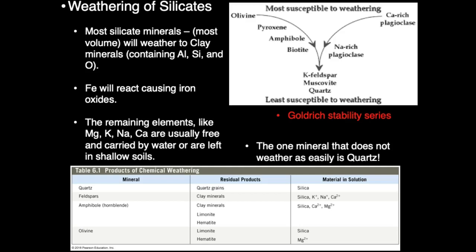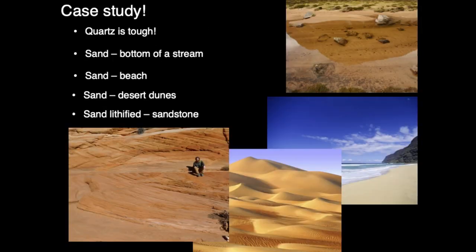So you see that quartz is the least susceptible to weathering, and that's why it's found in so many places as sediment or as sedimentary rocks. In this slide, we are just portraying that quartz is indeed very tough to weathering, physical and chemical, more so to chemical. Quartz is going to lay at the bottom of streams.